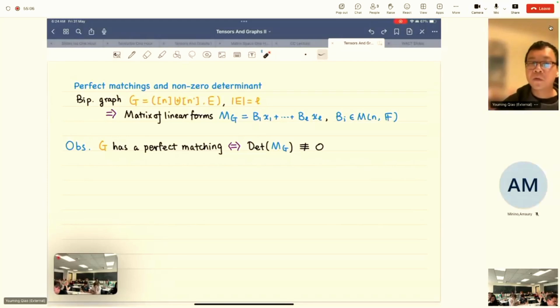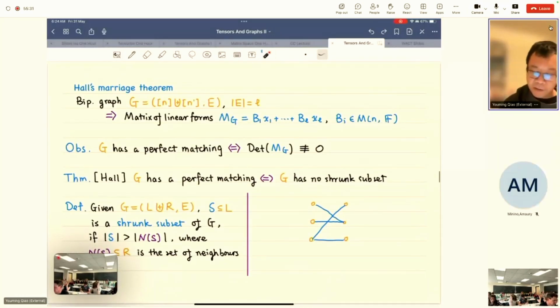Okay. So we have seen that for bipartite graph, we see this relation, right? G has a perfect matching if and only if the determinant of the matrix of linear forms associated with this G is not identically 0. And so that's from the last lecture already.